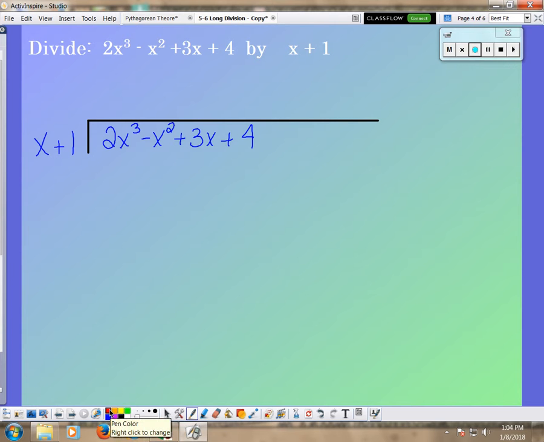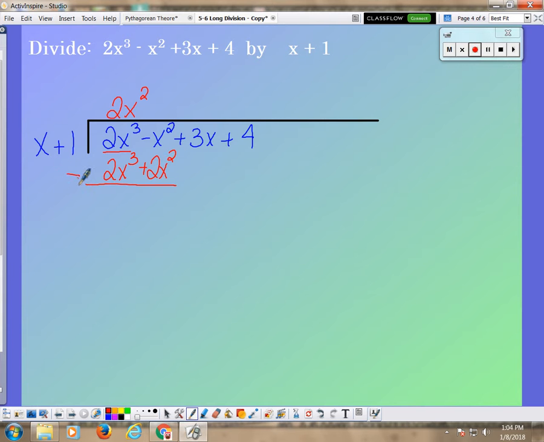And we're going to say to ourselves, I have a 2x cubed. How do I make the x on the outside match that? Well, if I multiply it by a 2 and an x squared, this will become a 2x cubed. And remember, I have to multiply the 1 as well, so that's going to be a plus 2x squared.